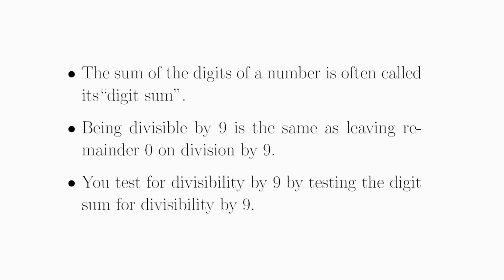The sum of the digits of a number is often called its digit sum. This means that you can tell if a number is divisible by 9 by testing if its digit sum is divisible by 9, because being divisible by 9 is the same as leaving remainder 0 on division by 9. So you can test for divisibility by 9 by testing the digit sum for divisibility by 9.